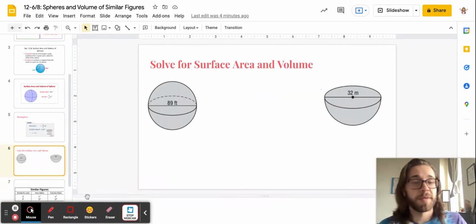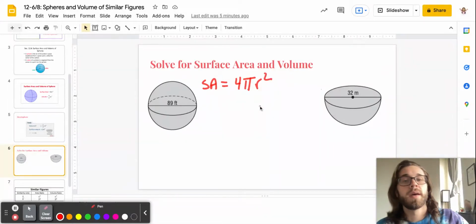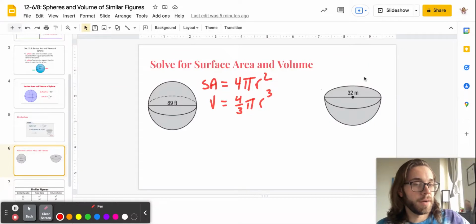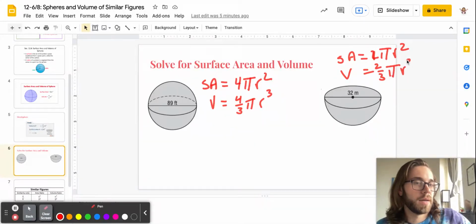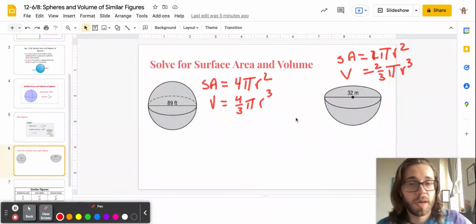All right, so for example, to find the surface area and volume, we need to make sure we know our formulas. Our surface area is 4 pi r squared, and our volume is 4/3 pi r cubed. Over here we've just cut it in half because this is a hemisphere. So it would be 2 pi r squared, and the volume is going to be 2/3 pi r cubed. We're just dividing by 2 because 4 divided by 2 is 2, and 4/3 divided by 2 is 2/3. So let's plug in.